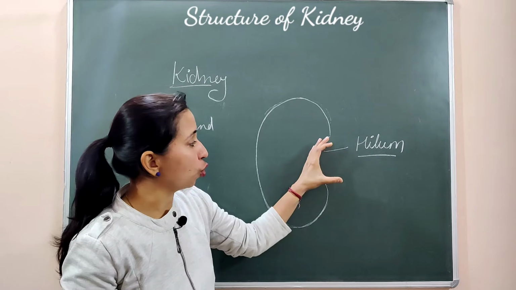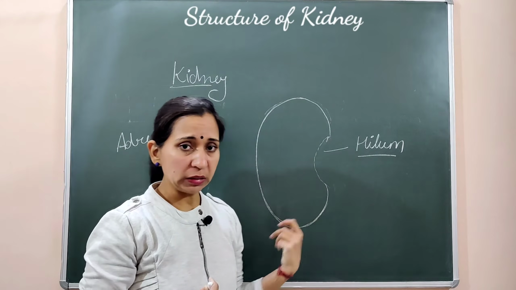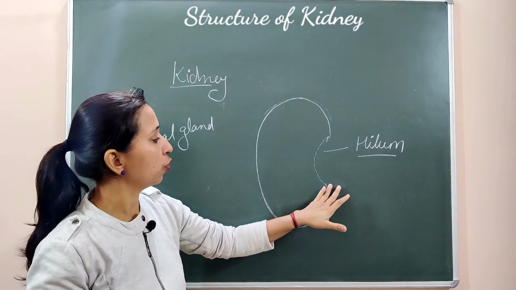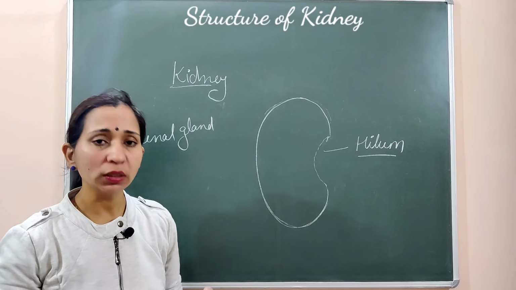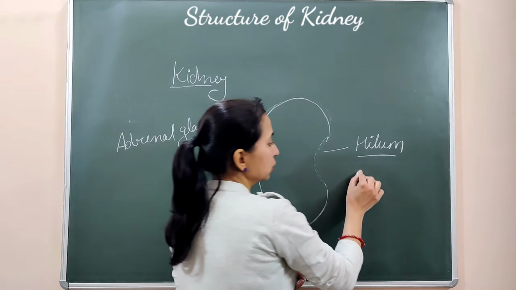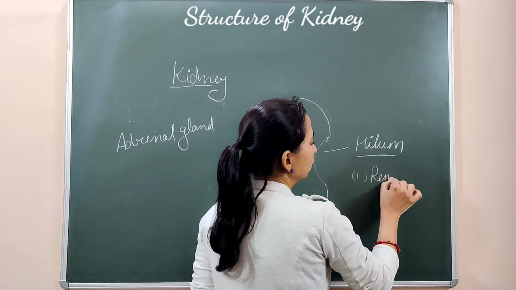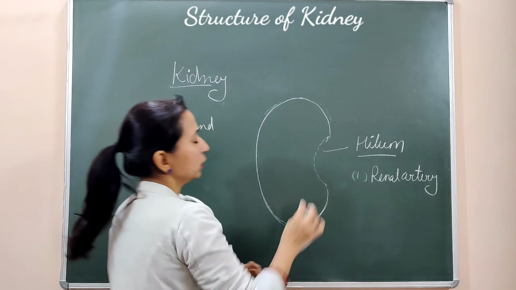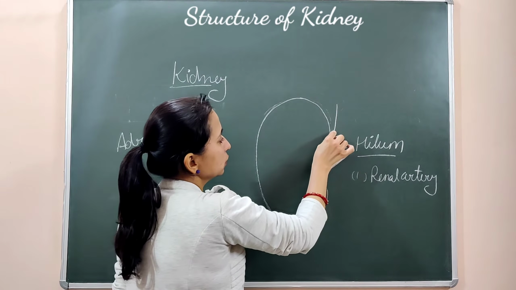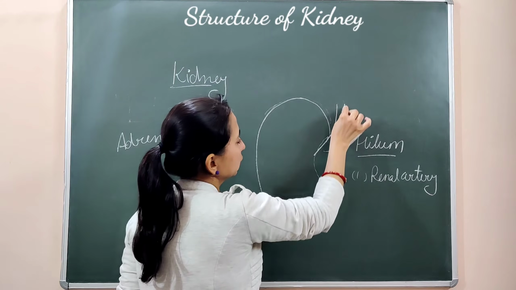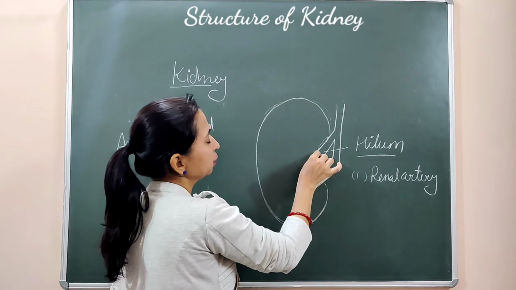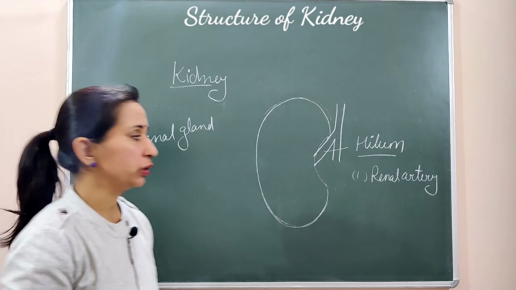Now, some structures are coming in or going out from this notch. Let's see what these are. From this hilum, the first thing we can see is the renal artery going inside the kidney. So here we can show that this is the renal artery. The renal artery goes inside the kidney through this notch, through this hilum.